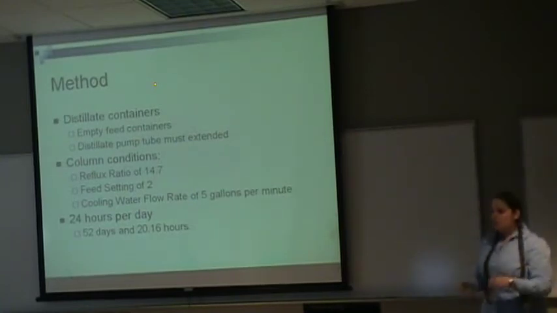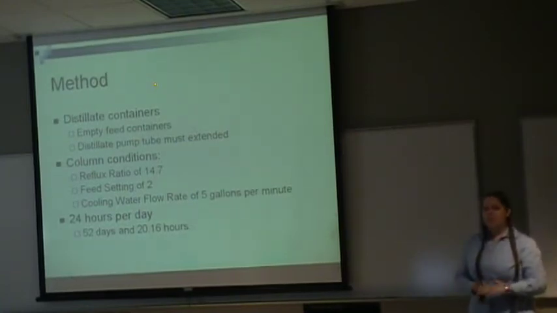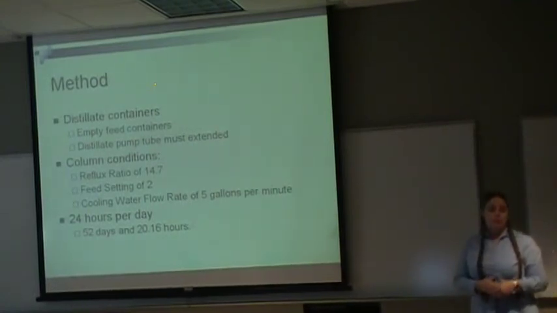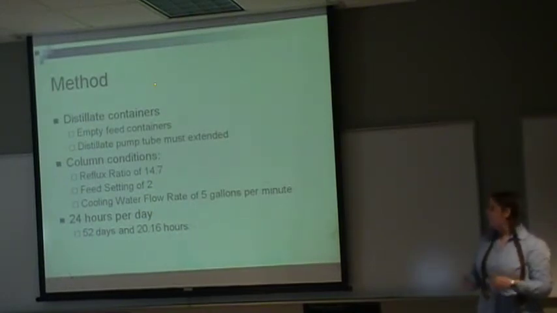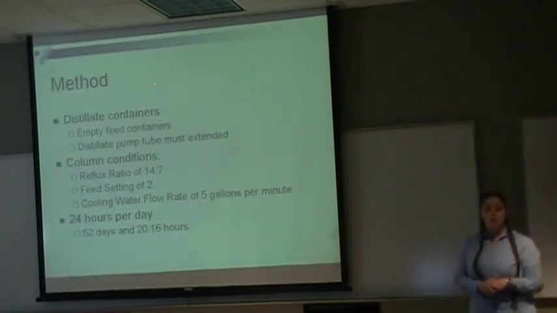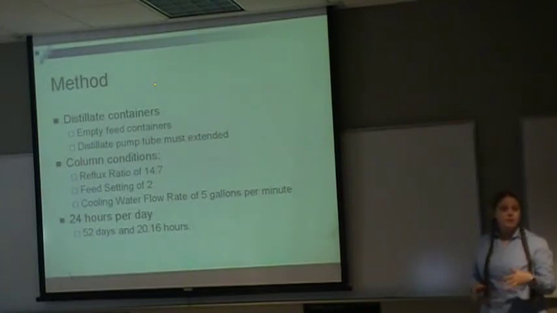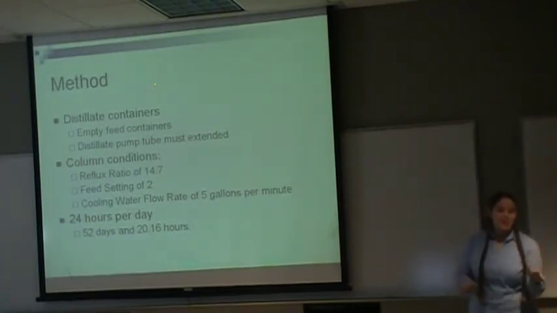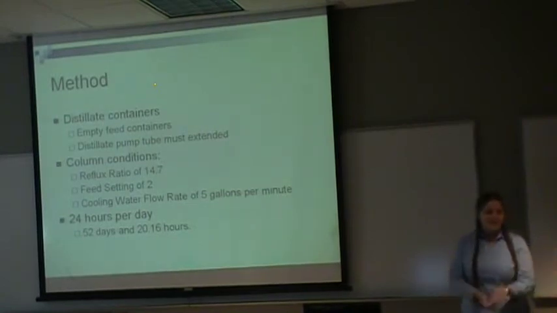Just to tell you the column conditions again, we have a reflux ratio of 14.7, feed setting of 2, and the cooling water flow rate of 5 gallons per minute. And as she said before, we want this column to operate for 24 hours a day. And to do this, the distillation is going to take 52 days and 20.16 hours, so about 53 days. Close enough to count, 53 days.